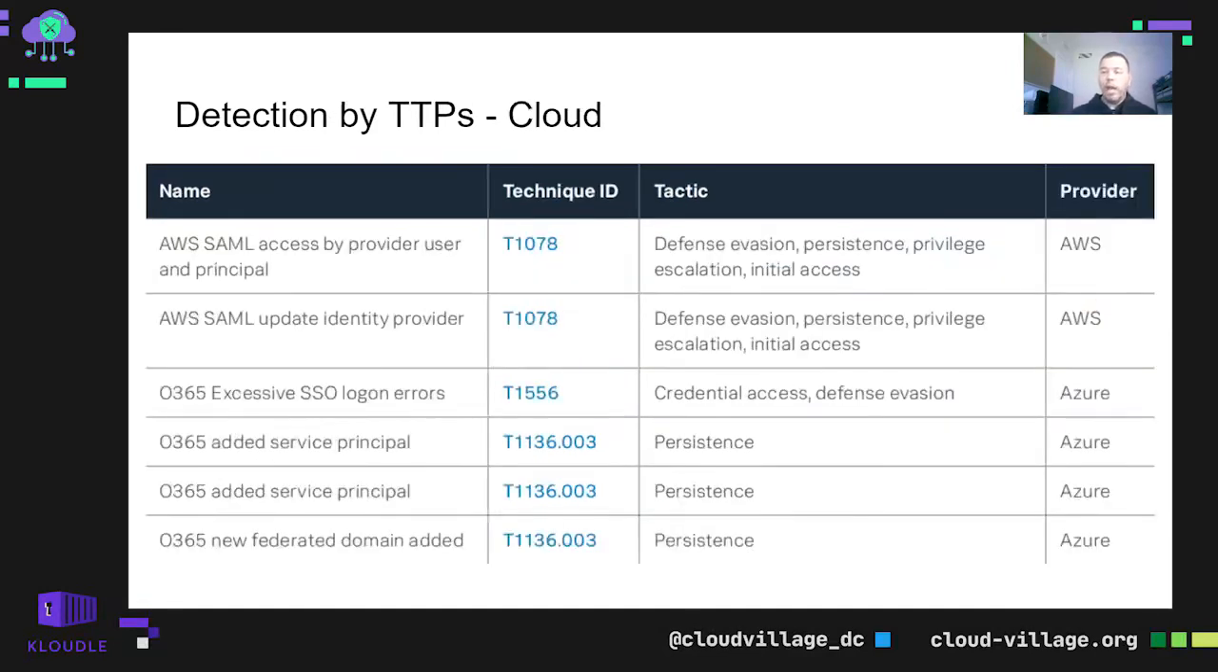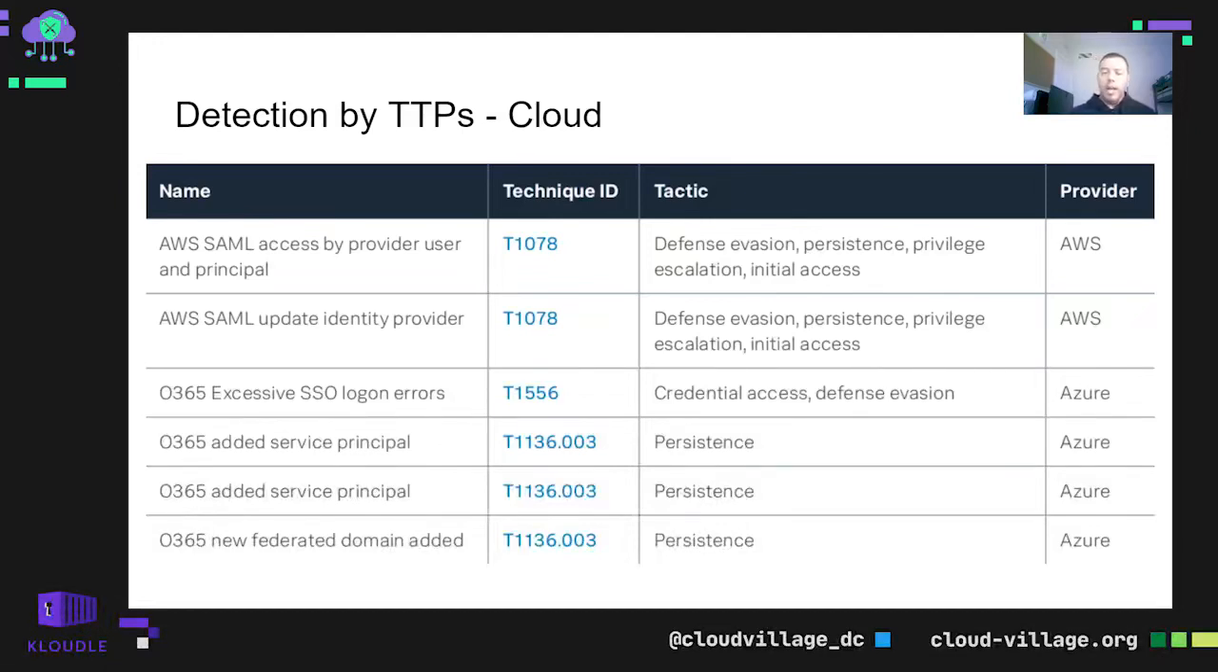So let's move on, and now let's take a look at the actual cloud TTPs. So for example, we had things such as AWS SAML access by provider, user, and principal. We had, and this one is a giveaway, AWS SAML update entity provider. This is usually when some of the attributes are modified. This is something that is not very common and that you should have an alert for. And it needs obviously to be logged properly.